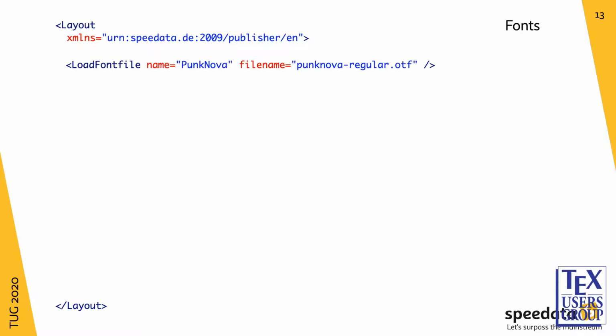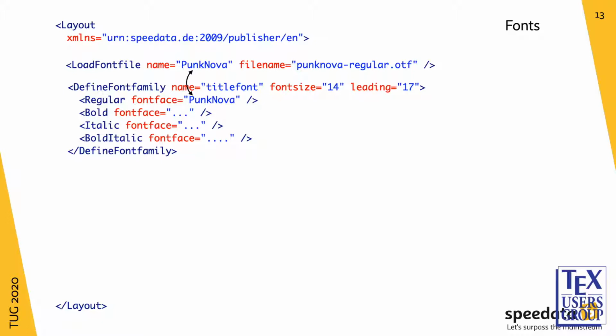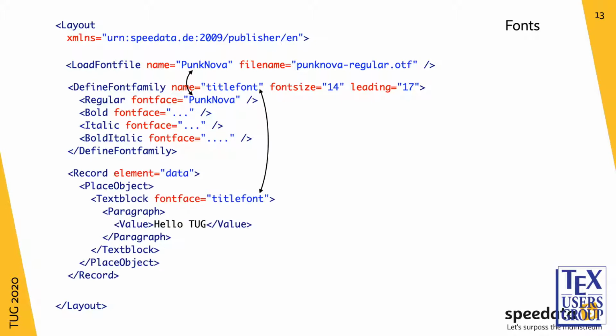Now I would like to show some details of the Speedata layouts. I start with fonts. Using fonts is done in 3 steps. Step 1 is to connect the file name with an internal name. The next step is to define a font family, give it a name and a font size, and define what font files to use. The third step is to use the previously defined font family. I think this is really easy, and here's the output.